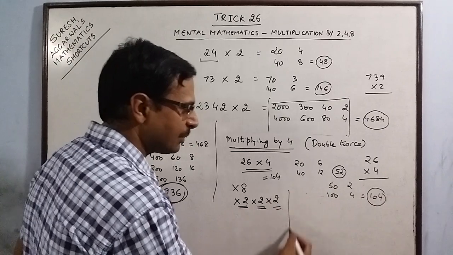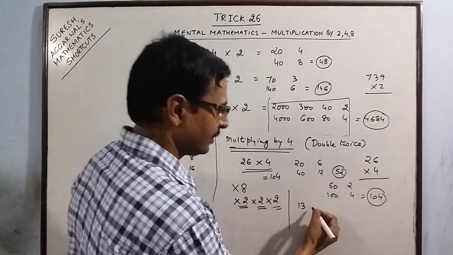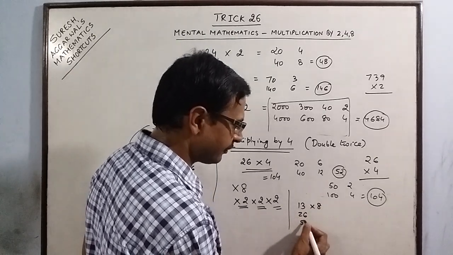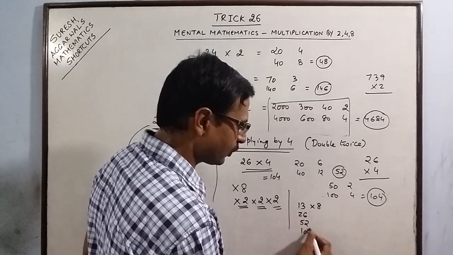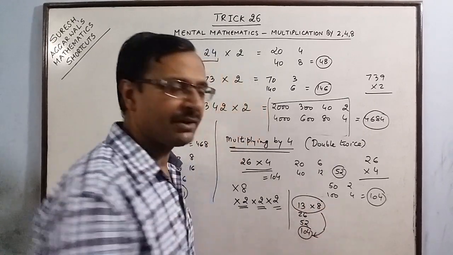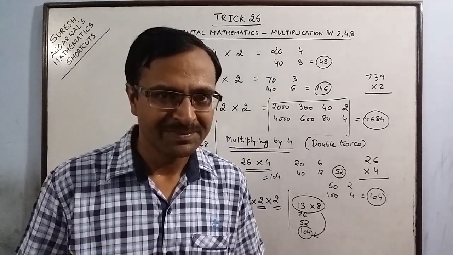See, I'll give you one example. Say we have to multiply 13 by 8. So 13 double 26, 26 double 52, 52 double 104. That's all. The answer of 13 into 8 is 104. This is how mental maths works.